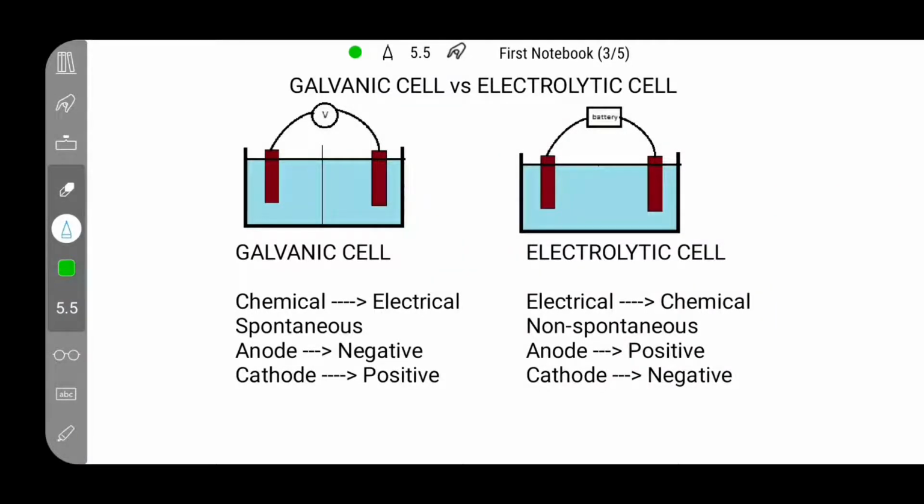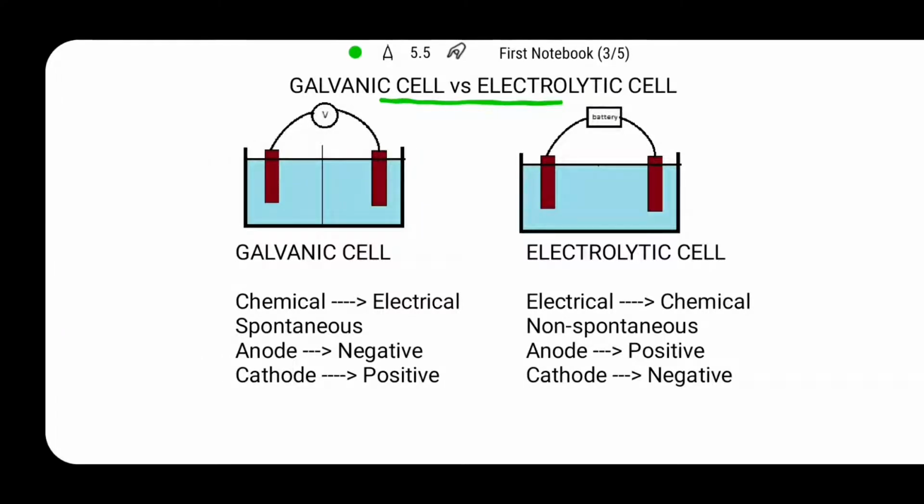In this video, we're going to discuss the differences between two types of electrochemical cells, namely the galvanic cell and the electrolytic cell. On the left-hand side, we have the setup of a galvanic cell. Usually, the electrodes are placed in different compartments with a salt bridge. Whereas with an electrolytic cell, we see that the two electrodes are placed in one compartment within the electrolyte.